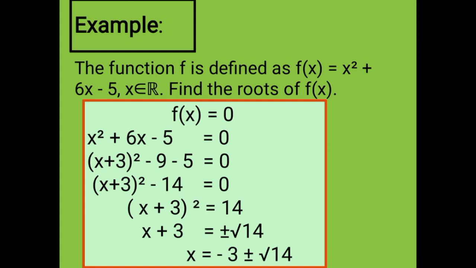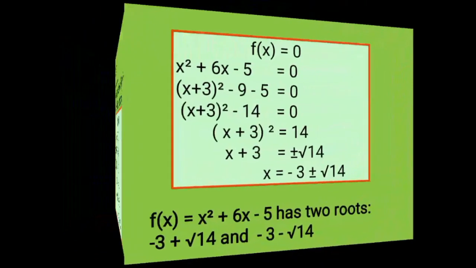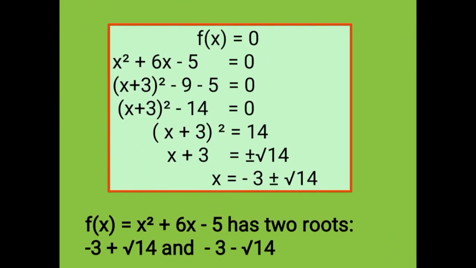Add 14 to both sides gives us (x plus 3) squared equals 14. Now take the square root of both sides of the equation. So x plus 3 equals plus or minus the square root of 14. Then x equals minus 3 plus or minus the square root of 14. f(x) has two roots, minus 3 plus the square root of 14 and minus 3 minus the square root of 14.